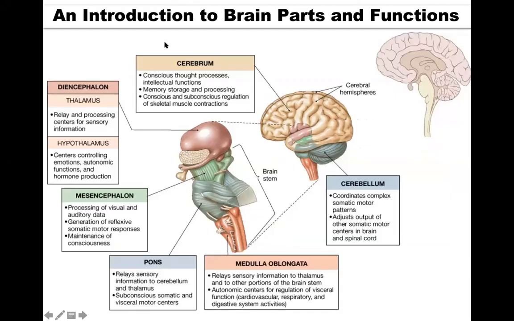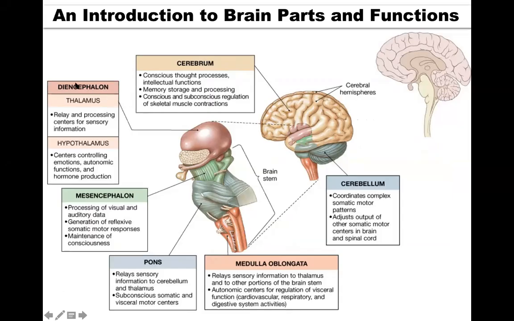So this is the introduction of the brain parts and its function. We have four major parts of the brain, starting with the cerebrum. As you can see here, this is the cerebrum, which occupies about 99% of the brain structure.